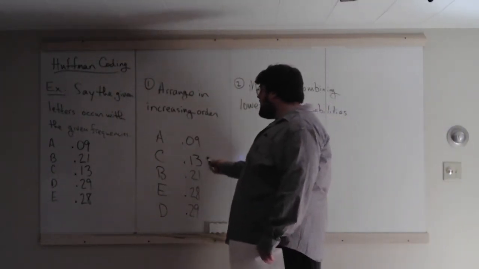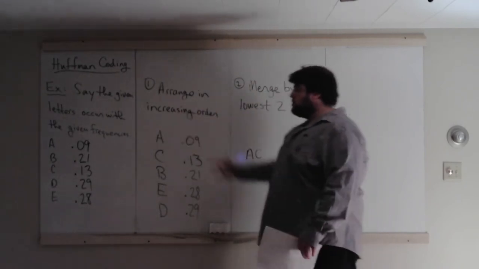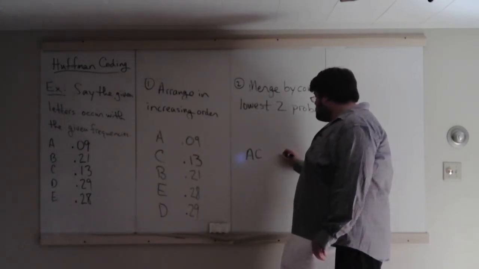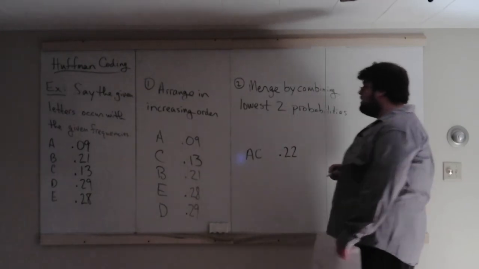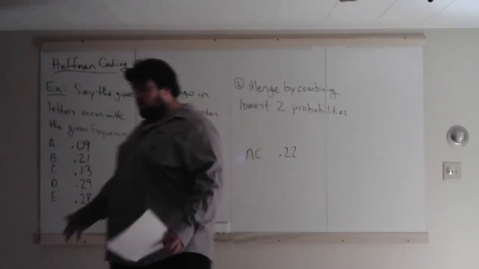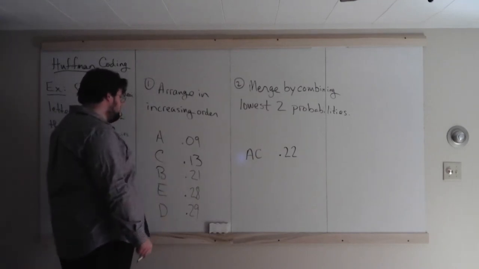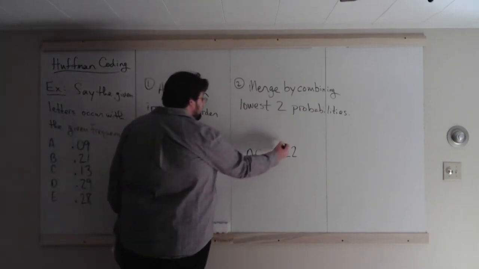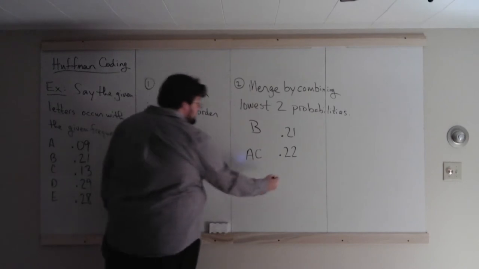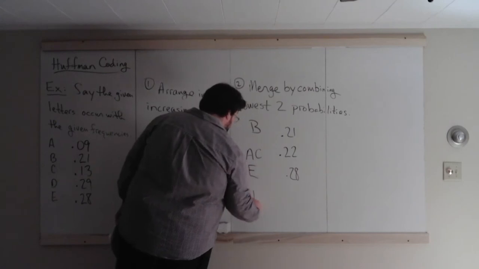The lowest two are A and C, so let's write that down. And we're going to write it down by putting the lower one first, meaning the lowest two are A and C. We're going to write it as AC. Now, what do they add to? 0.09, 0.13 add to 0.22. So we combine the lowest two, and then we just rewrite the rest while preserving this order. So we have to write B, E, and D. Now, B occurs 0.21. 0.21 is less than 0.22. So we're going to put B up here, and E and D, 0.28 and 0.29, occur down here.